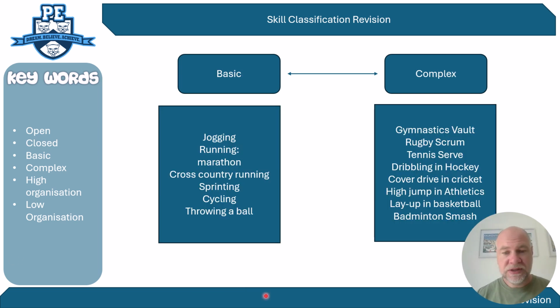Okay, so we move on now to basic and complex skills. Now, a basic skill is a relatively simple skill. It's a skill that can be transferred across multiple sports, whereas a complex skill is one that is more difficult and is usually a bit more sport specific.